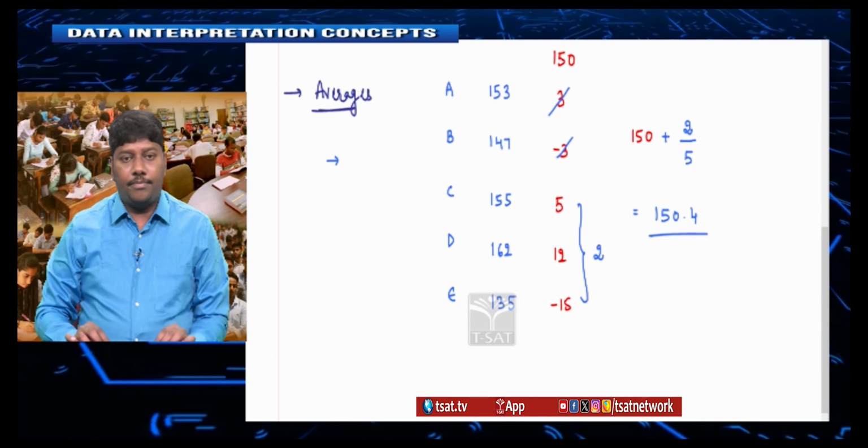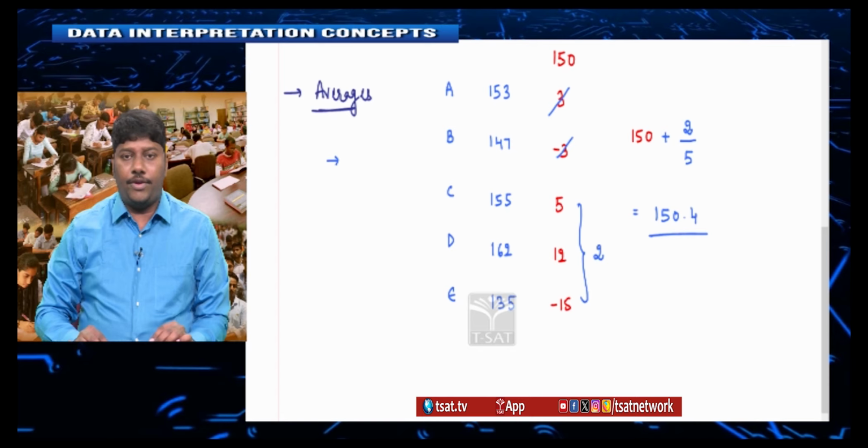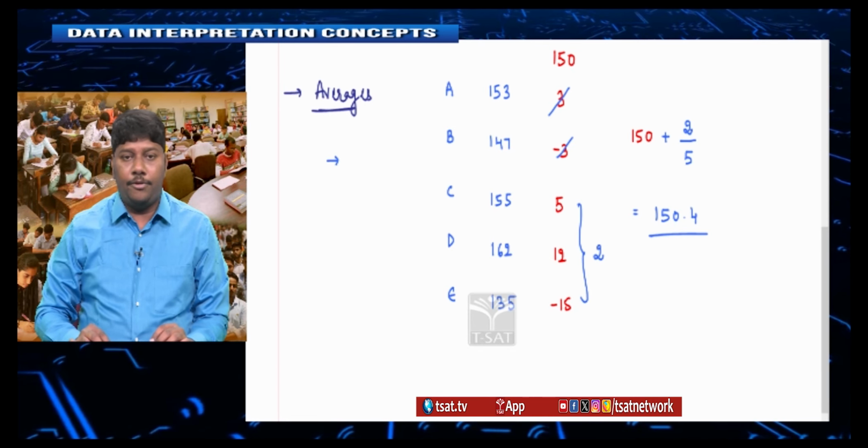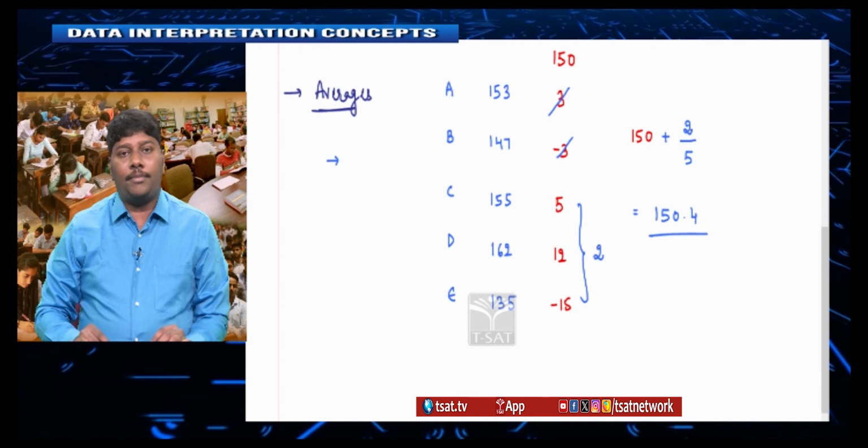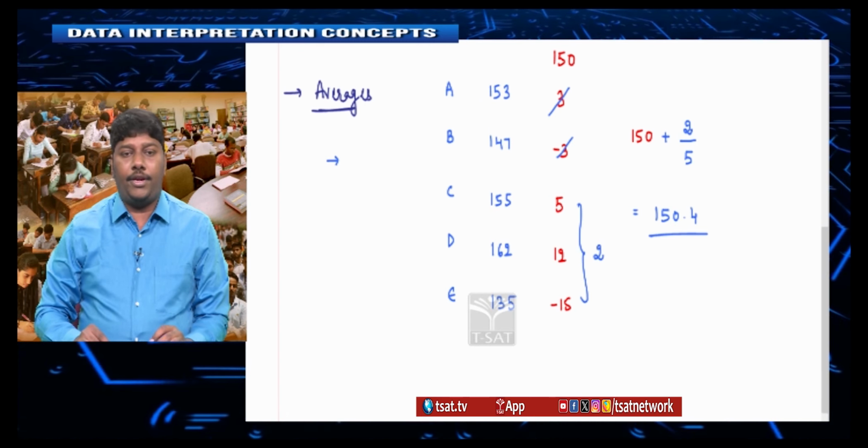Now, what is the reason behind this? Why we are taking these deviations and dividing it by 5, I will also tell you. Now, one more thing to learn here. If I ask you what is the total number of cars produced by A, B, C, D, E.